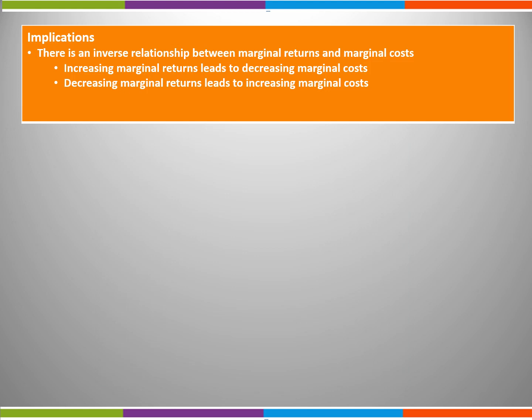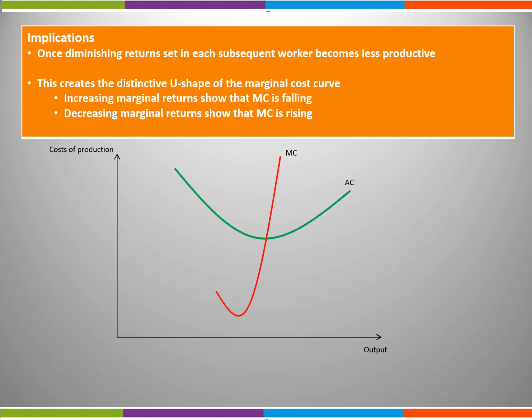The law of diminishing returns has important implications for a firm. There is an inverse relationship between marginal returns and marginal costs. Increasing marginal returns leads to decreasing marginal costs. Decreasing marginal returns leads to increasing marginal costs. Why not look back at the diagrams in this video to confirm this? Once diminishing returns set in, each subsequent worker becomes less productive. This creates the distinctive U-shape of the marginal cost curve. Increasing marginal returns show that marginal cost is falling. Decreasing marginal returns show that marginal cost is rising.